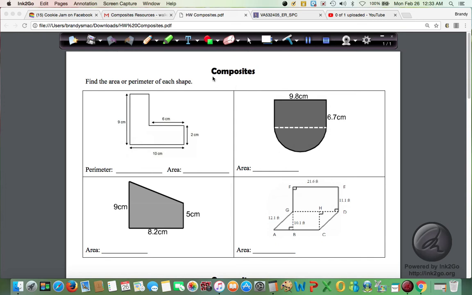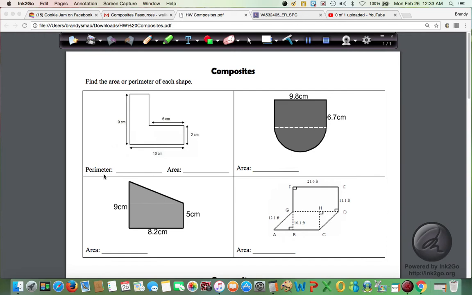Okay, we have homework for composites, 4 problems, and it asks you to find the area or perimeter of each shape. With the exception of the first one, which is a pretty easy shape, I would like for you to find the perimeter and the area. The other 3, just find the area. So let's get started with number 1 here.